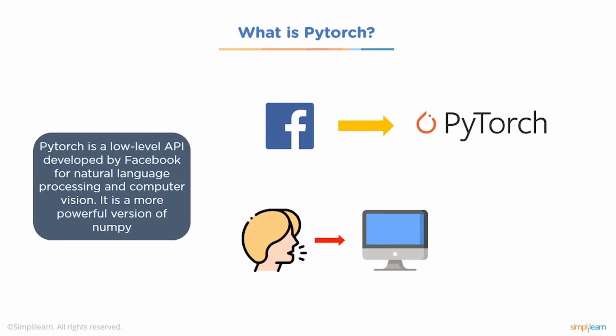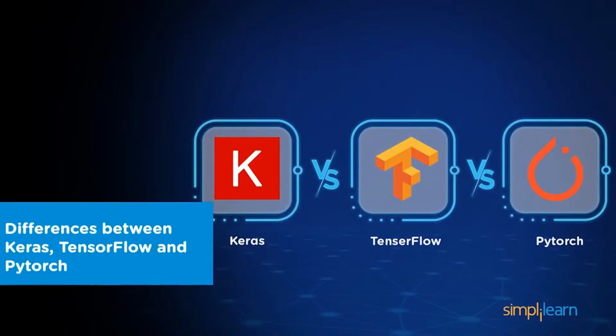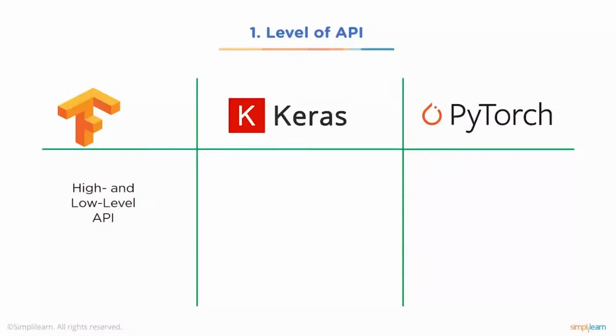Python is a widely liked language because it is easy to understand and write. PyTorch emphasizes flexibility and allows deep learning models to be expressed in basic Python. PyTorch is mainly used for natural language processing and for computer vision. Now let's move on to the differences between TensorFlow, Keras, and PyTorch.